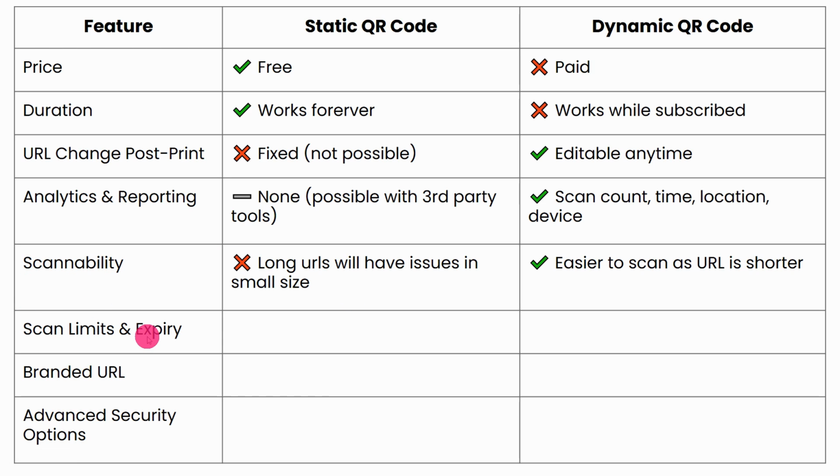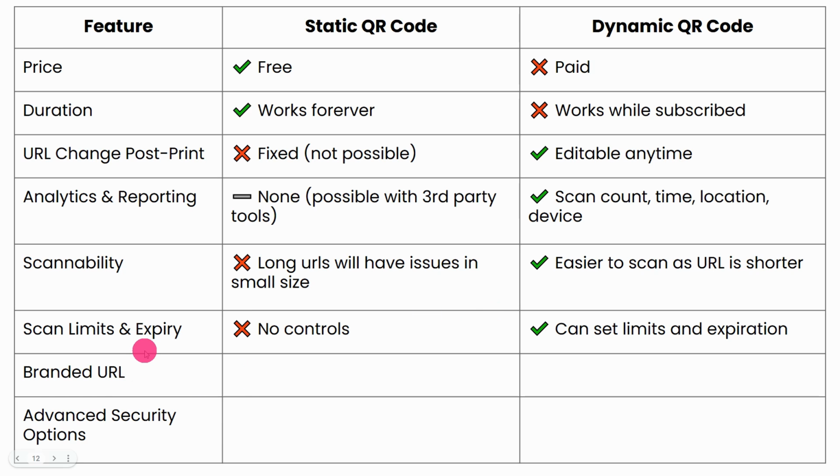The next one is scan limits and expiry. So you can set these limits and expiry. For example, if you're running a campaign, some sort of offer, you want it to end in, let's say, 30 days. With static QR codes, you don't have that control unless it goes to your website, where maybe you have more control and you can redirect people to other places. But with dynamic QR codes, you can set limits and expirations, and it's usually built into the platform.